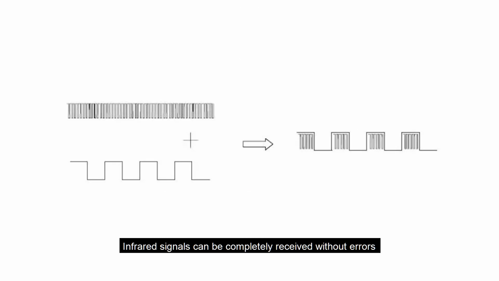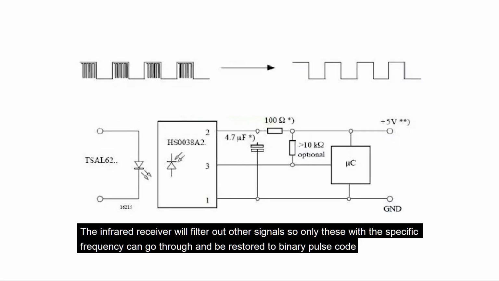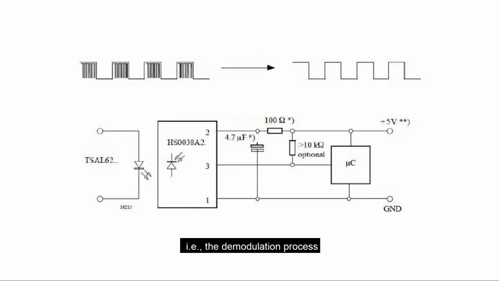Infrared signals can be completely received without errors after being modulated and demodulated. To prevent interference by other infrared signals during transmission, these signals are often modulated onto a specific frequency carrier and transmitted by the IR LED. The infrared receiver will filter out other signals, so only those with the specific frequency can go through and be restored to binary pulse code, i.e., the demodulation process.